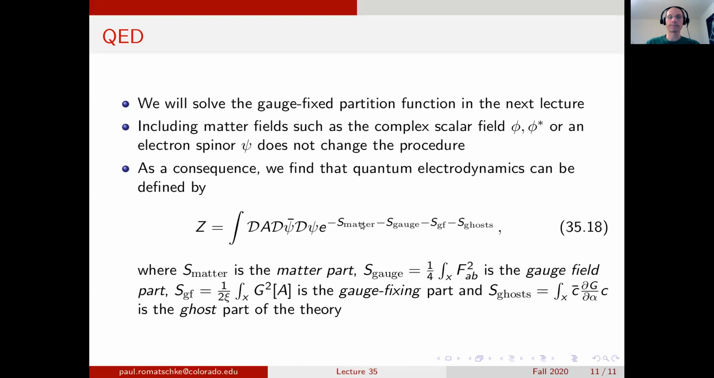There is the matter part, which for real electrodynamics would be given by the fermionic fields psi. There's the gauge field part, which is just 1/4 F_AB F_AB. There's the gauge fixing part, which is just the integral over the gauge fixing condition squared times 1/2 psi, where psi is this arbitrary gauge fixing parameter. And finally, there's the ghost part, which is the expression that involves the ghost fields c bar and c and the derivative of the gauge condition with respect to the gauge parameter alpha. And we will talk about how to solve QED in the upcoming lectures.